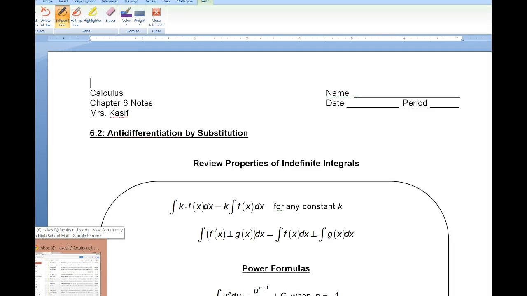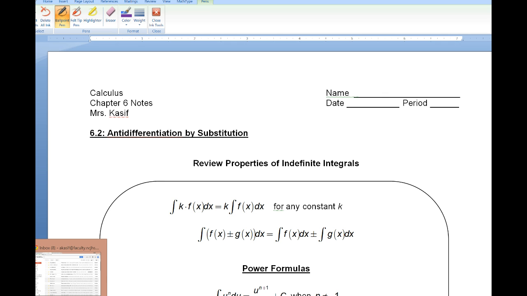For you guys, you'll see chapter 6 is really, really short. We only cover 3 sections. You guys are gonna miss it, but you're gonna get it when you come back.